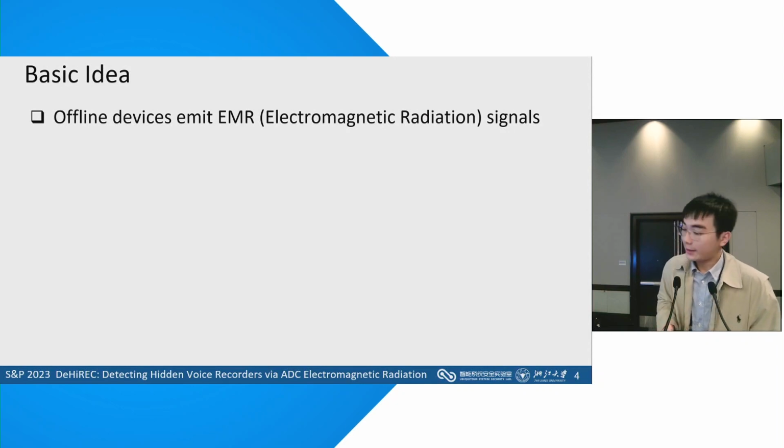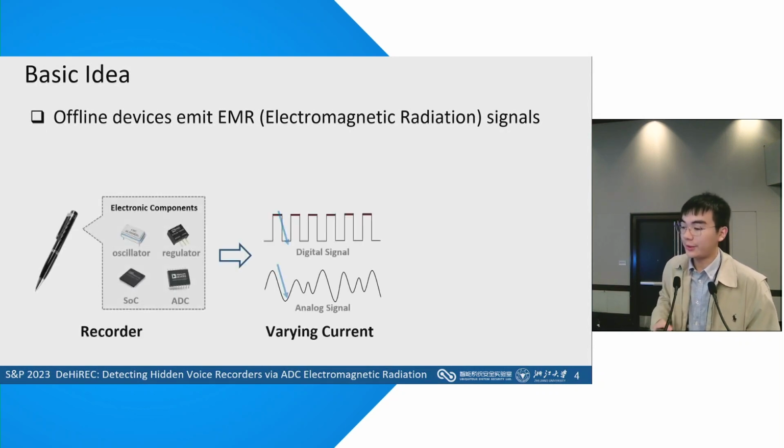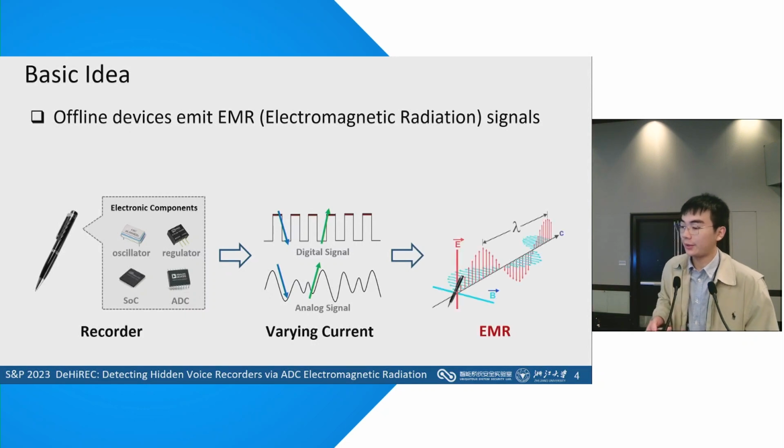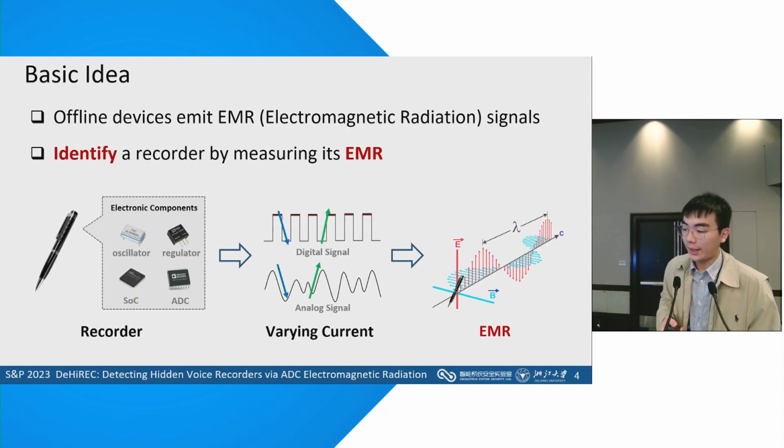Our basic idea is that even offline devices will emit signals known as electromagnetic radiation, or EMR, which is generated by the varying current inside the electronic components of recorders. We try to identify a recorder by measuring its radiation.